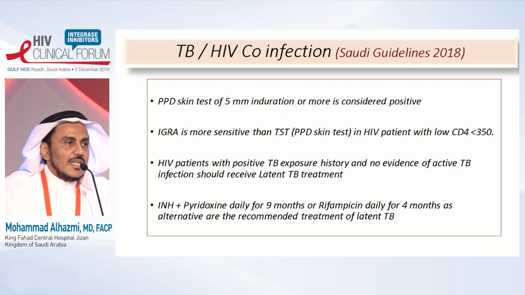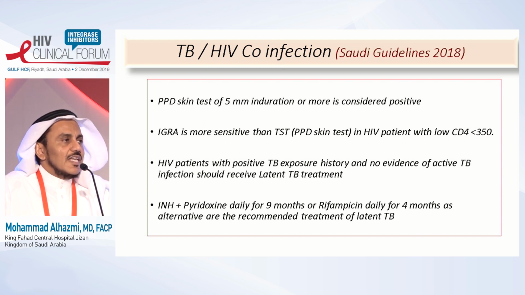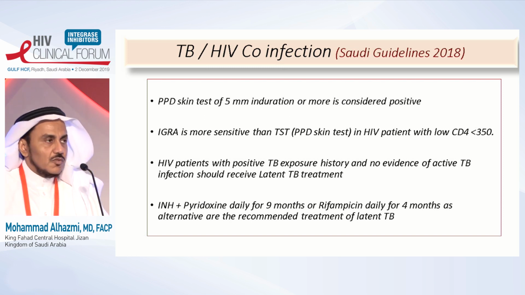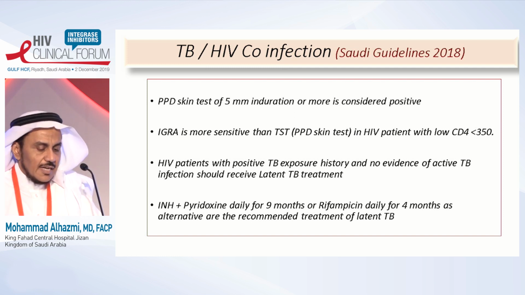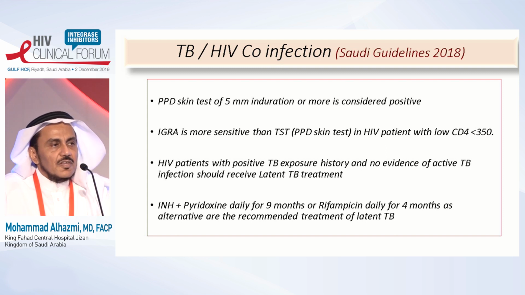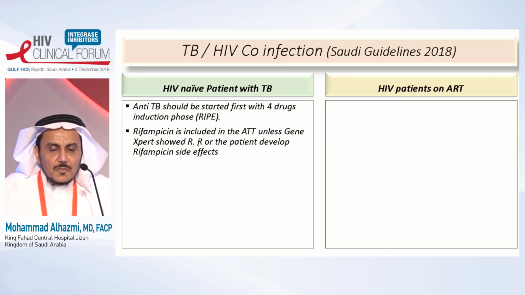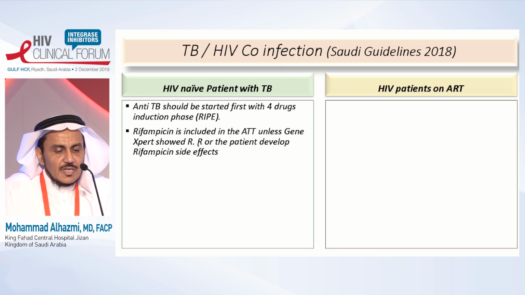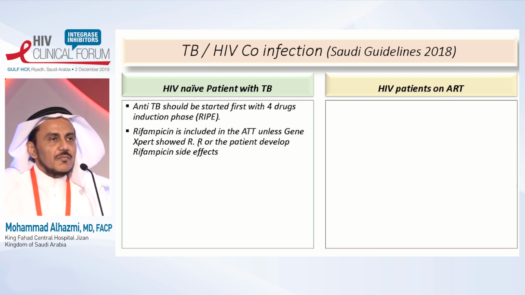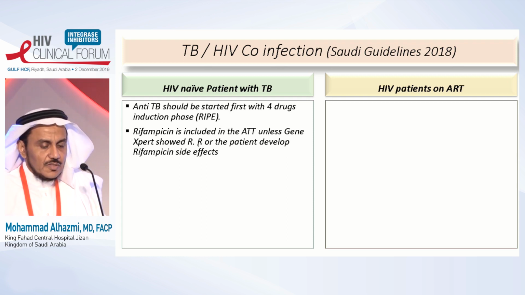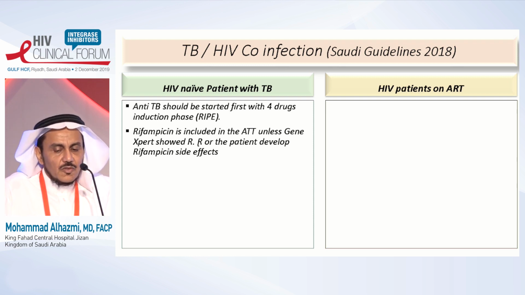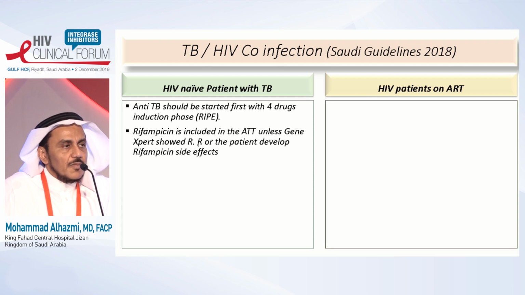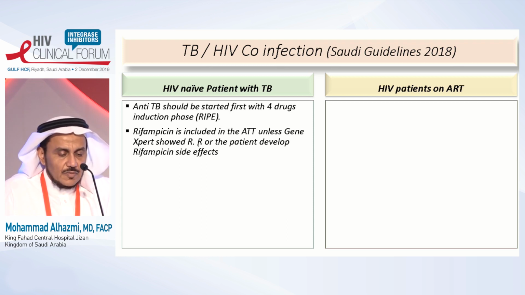And again, if you have a patient with HIV, with a history of exposure to tuberculosis, even with a negative PPD skin test, even with a negative interferon, we still recommend to treat him for latent tuberculosis. INH and pyridoxine is a recommended regimen, although it's very long because we do not have access to rifapentine. What about the naive patients? Obviously, we will start anti-TB with the usual first-line anti-tuberculous medication. Rifampicin will be included, unless from GeneXpert or from a side effect you have to exclude it for another reason, not because of concomitant HIV.